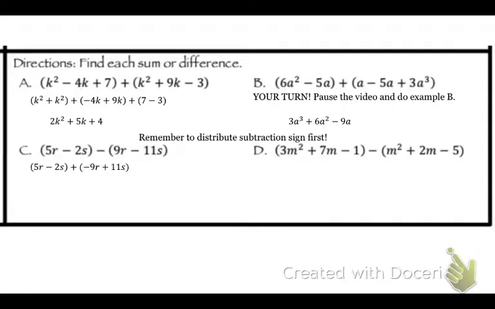Now let's do C. So remember to distribute that subtraction sign first. So that becomes negative 9r plus 11s. Now I can combine like terms. So we have 5r minus 9r, negative 2s plus 11s. So that's negative 4r plus 9s.